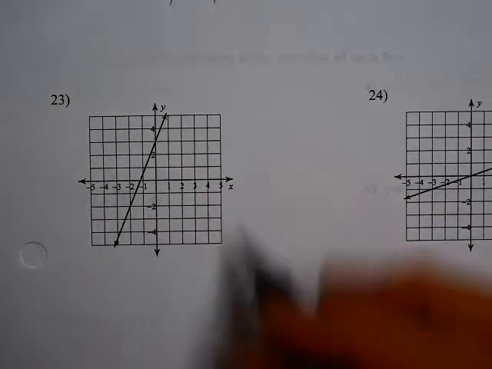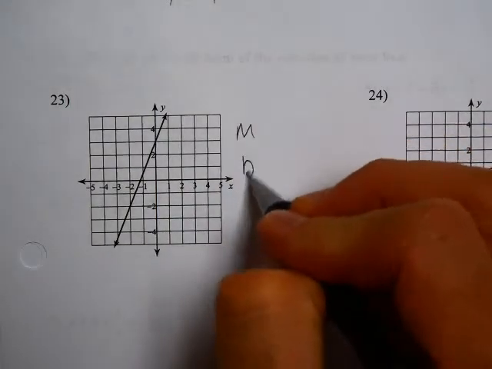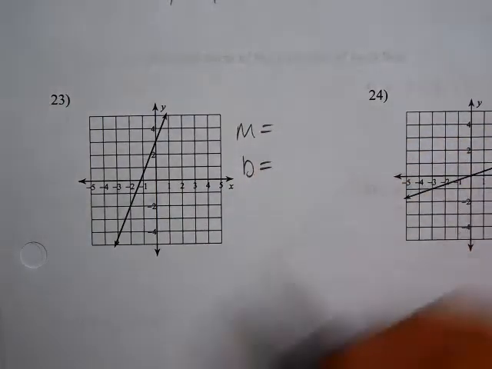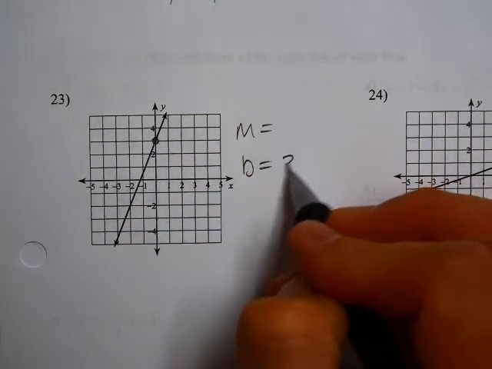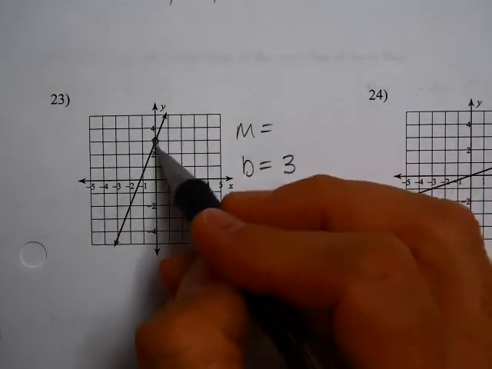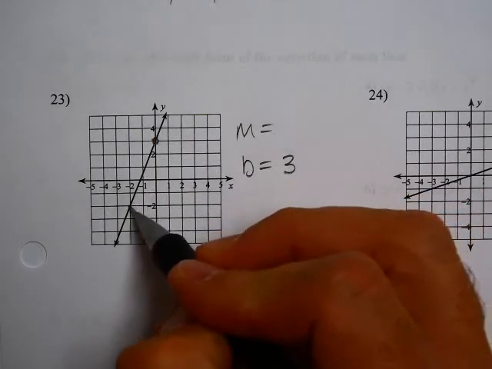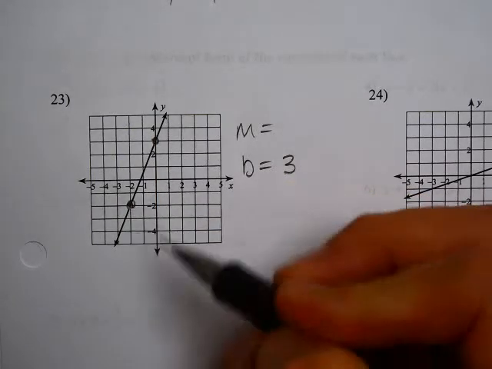Let's look at number 23. So, the m and the b. The b is probably the first thing you want to look at. In this case, it's 3. Good. And the slope, I've got to pick 2 points on the line. Oh my gosh, I've got to come all the way down here to find another intersection.